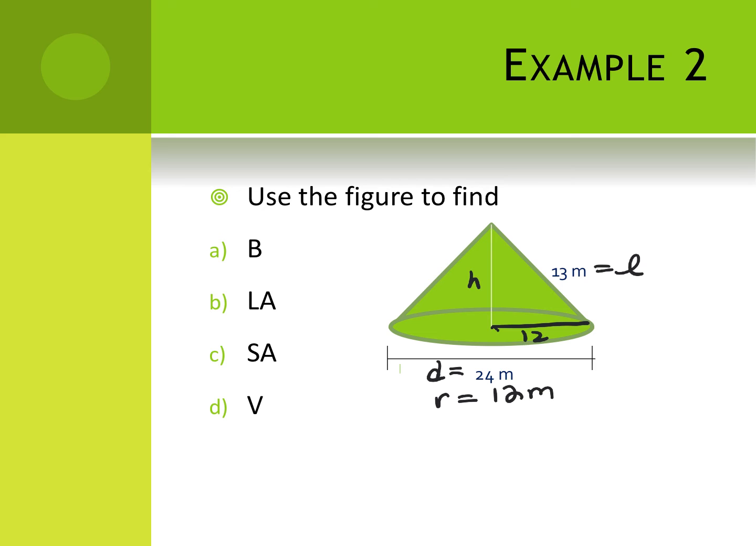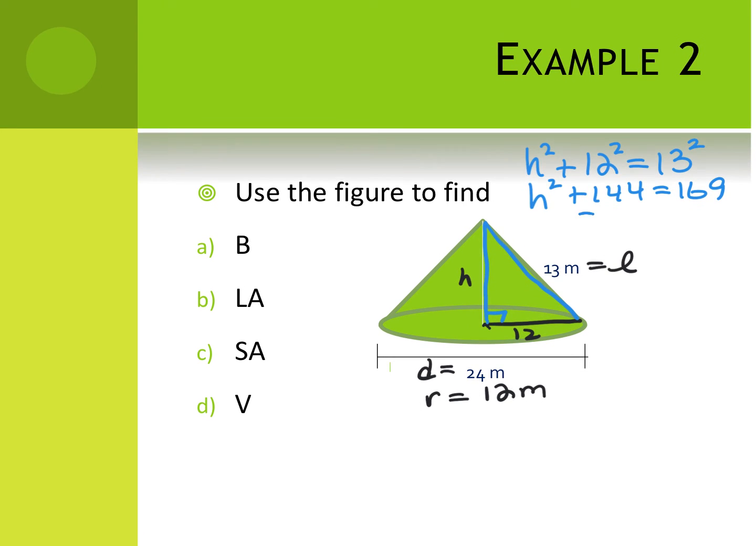So now to find the height, I'm going to use the Pythagorean theorem. So again, I'm going to do h squared plus 12 squared equals 13 squared. This is actually a triple if you've memorized your triples. If not, do the Pythagorean theorem. I'm going to square the 12 and the 13. I'm going to subtract the 144. H squared equals 25. Square root it. And the height of this cone is 5.